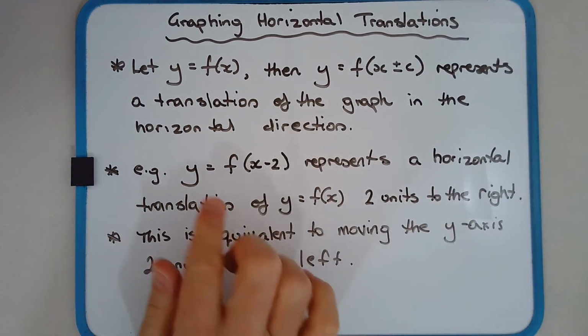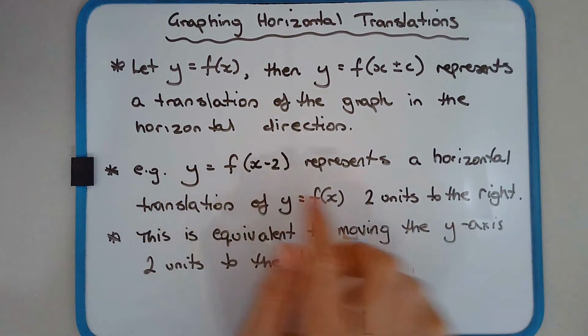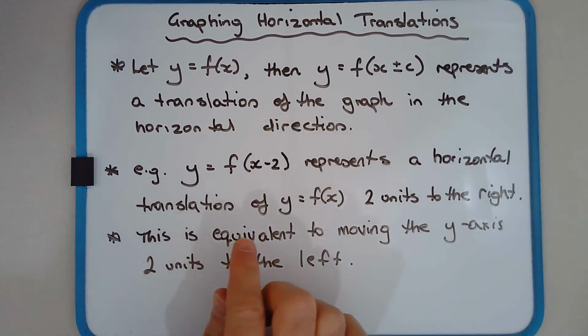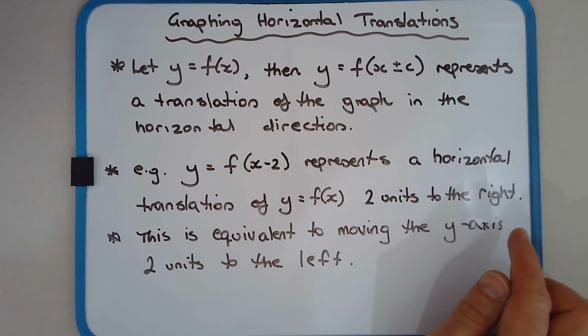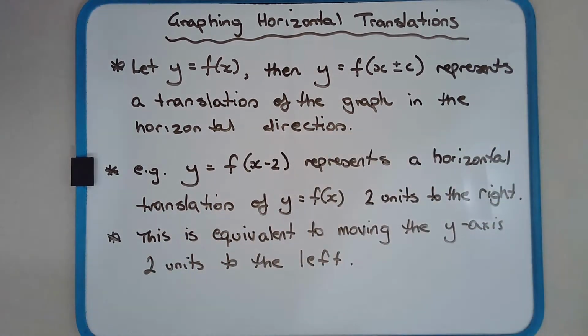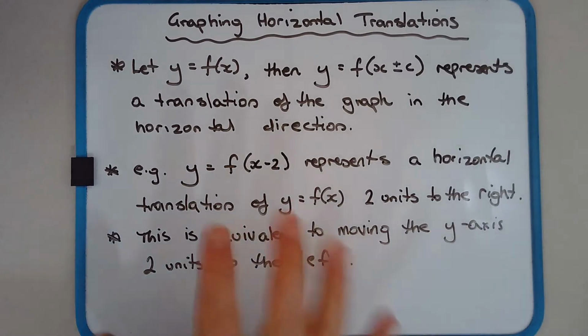So for example, y equals f of x minus 2 represents a horizontal translation of y equals f of x 2 units to the right-hand side. Okay, so sort of moving the graph that way. So this is also equivalent to moving the y-axis 2 units to the left. So that's a good way to think of it.